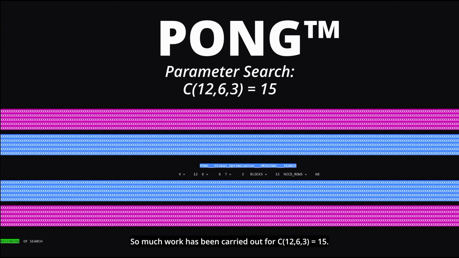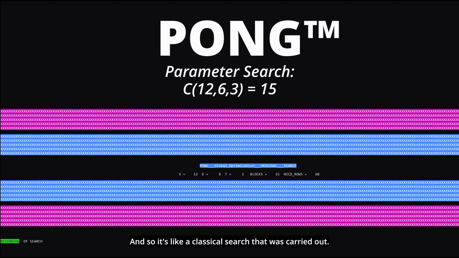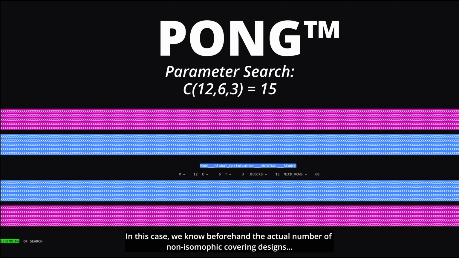So much work has been carried out for C1263. There have been a lot of articles written for 1263, so it's like a classical search. Dan Gordon did 1263; one of the papers he did was on 1263. So in this case, we know beforehand the actual number of non-isomorphic covering designs, which happens to be 68, because it has been proven. There have been exhaustive searches carried out by Mr.